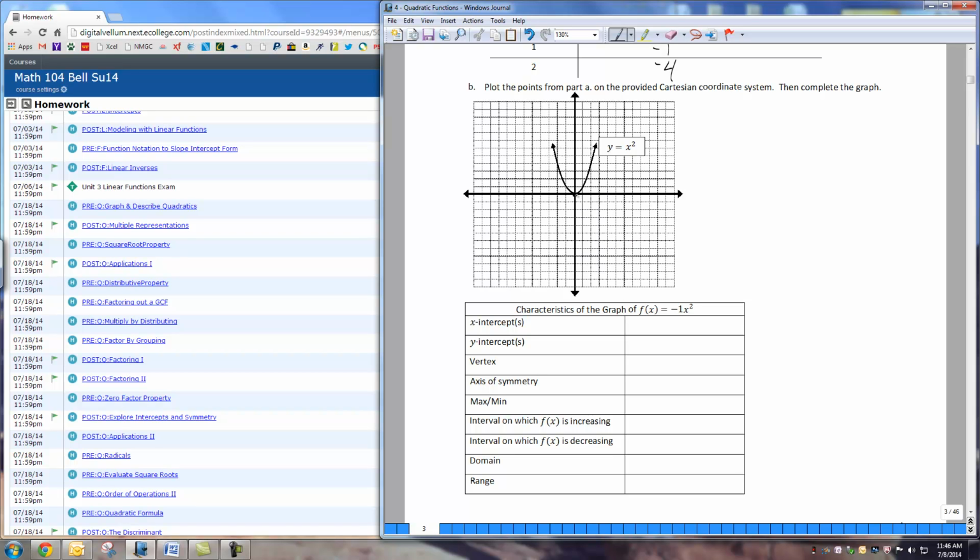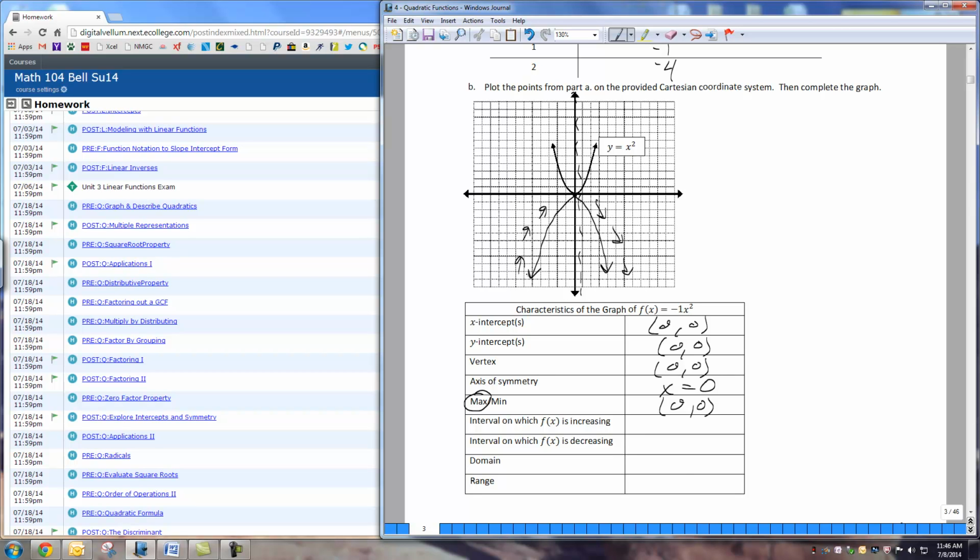So our graph of y equals negative x squared does this. Our x and y intercepts are still 0, 0. Our vertex is still 0, 0. Axis of symmetry is the same, x equals 0, but now we have a maximum value at 0, 0. And our increasing, decreasing intervals change, because now it's increasing on the left-hand side of the axis of symmetry, and then it decreases on the right-hand side of the axis of symmetry.